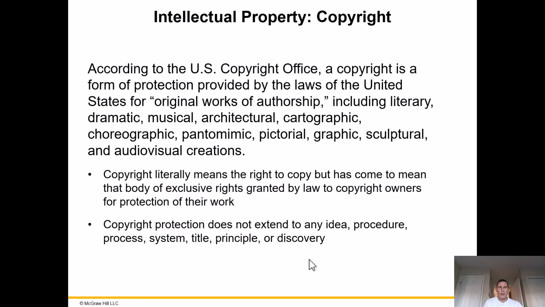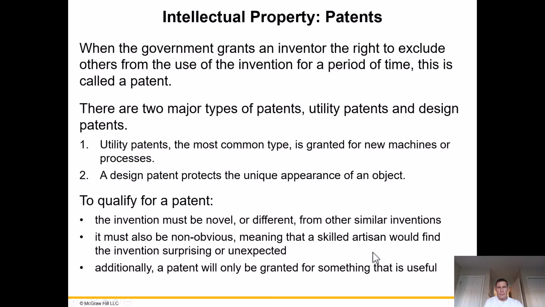Let's start with copyright. According to the US Copyright Office, a copyright is a form of protection provided by the laws of the United States for original works of authorship, including literary, dramatic, musical, architectural, cartographic, choreographic, pantomimic, pictorial, graphic, sculptural, and audiovisual creations. Copyright literally means the right to copy, but has come to mean that body of exclusive rights granted by law to copyright owners for protection of their work. Copyright protection does not extend to any idea, procedure, process, system, title, principle, or discovery.